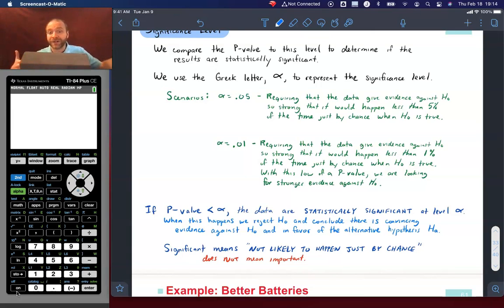of the alternative. Now, the whole idea of statistically significant does not mean important. It means not likely to happen by chance. So, statistically significant does not mean important. It means not likely to occur by chance.